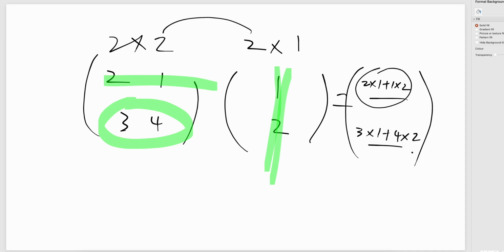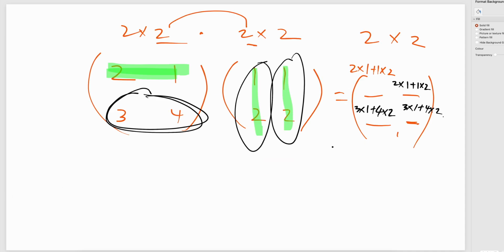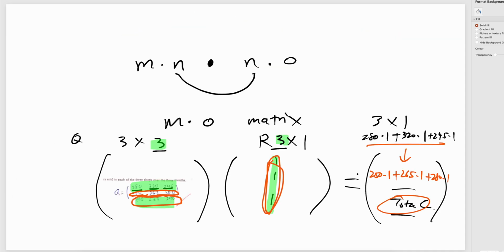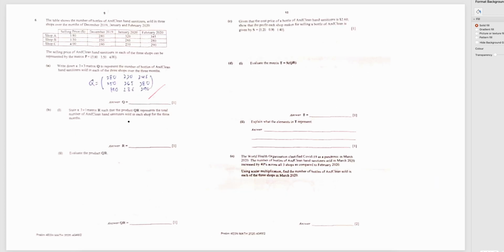Okay, so therefore I will get the answer for this one. So the total A, total B, total C. So the answer for the R is this one. I need to give 1 1 1. So R matrix is 1 1 1, 1 mark. So evaluate. I have just done that, right? Both QR, right? So it's a 3 by 1 also.